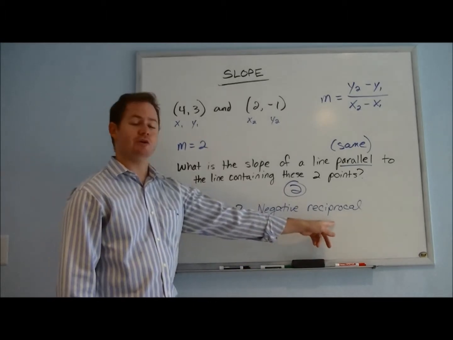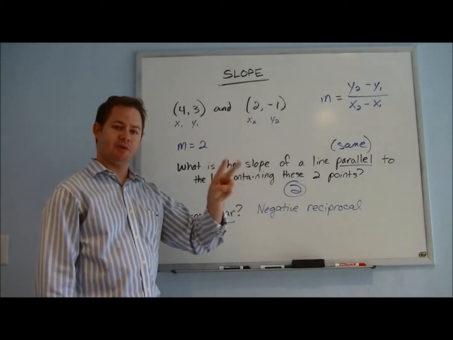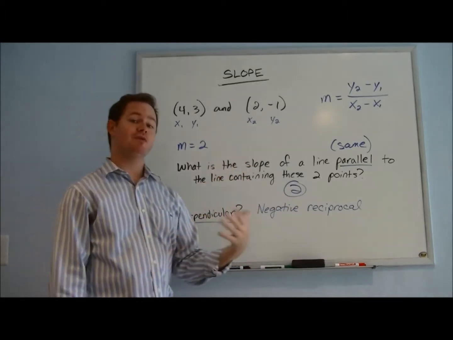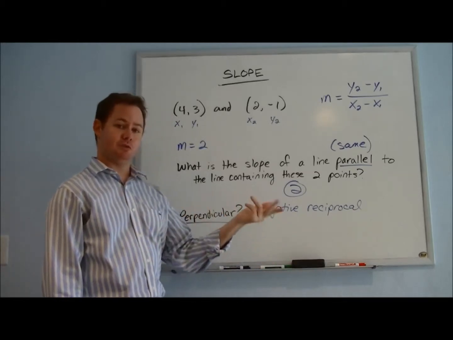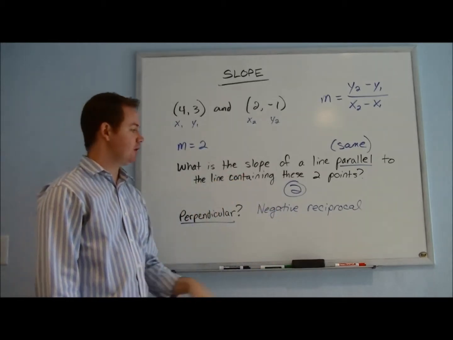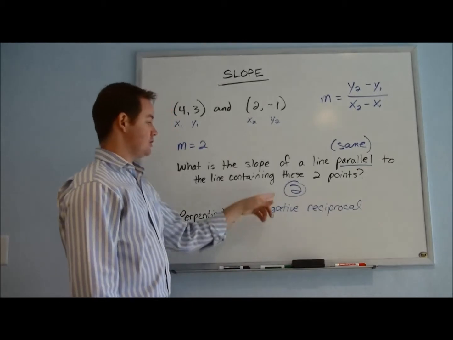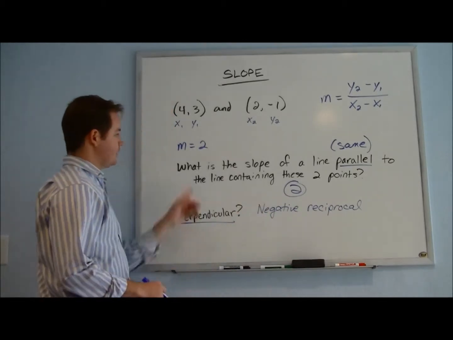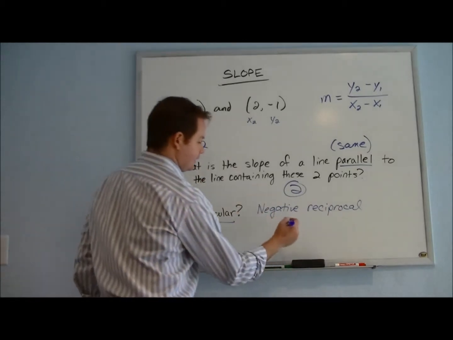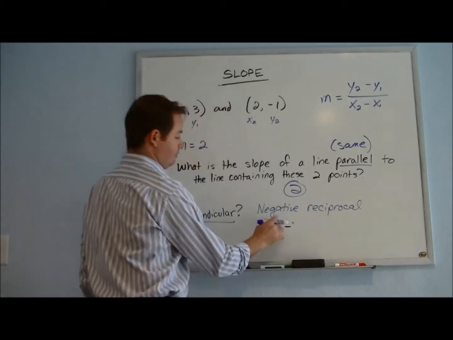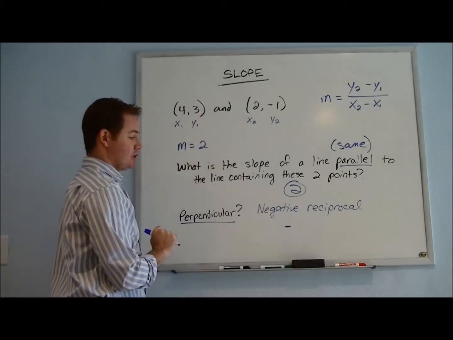And then reciprocal just means that you're going to flip a fraction. If it were 2 over 3, reciprocal means you would flip it so that it's 3 over 2. So we're going to do both of these changes to our original slope, which was 2. And that means we're going to make it negative since it was positive originally.